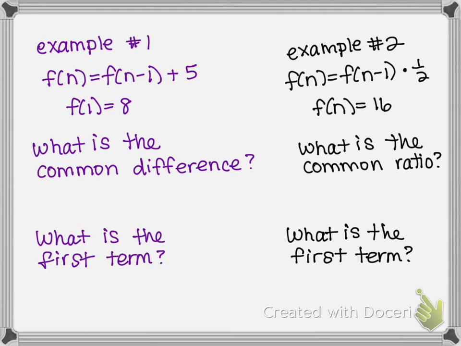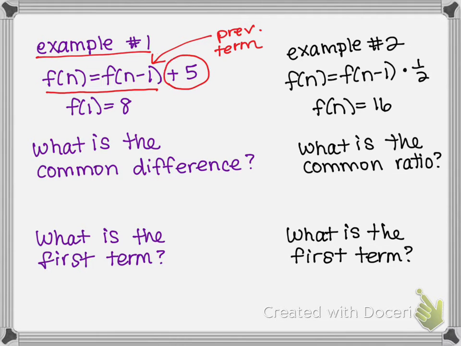Okay, so let's look at this first example. So example 1, we have f of n equals f of n minus 1 plus 5 and f of 1 equals 8. Now, at first glance, you're like, wow, that's a lot of letters, a lot of things going on. Like, what the heck am I looking at? This first part right here is just saying, hey, the function is going to take the previous term and add 5 to it. Okay, so the function is going to take the previous term. So this f of n minus 1 represents the previous term. And then we're going to add 5 to it.